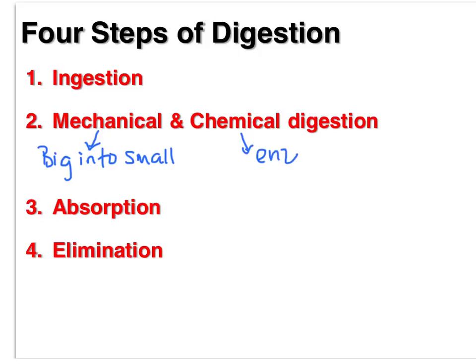Chemical digestion is using enzymes to break down polymers into their monomer forms. And those monomers are what we will be absorbing in our system. And lastly, we have elimination, which is the removal of the waste products that we did not absorb.